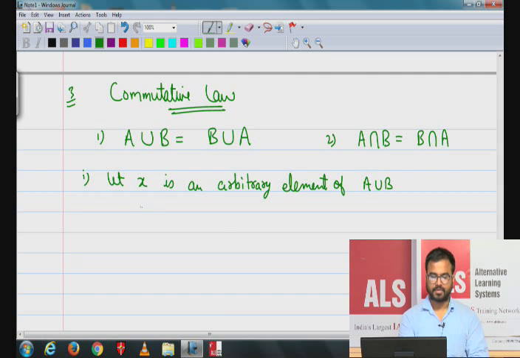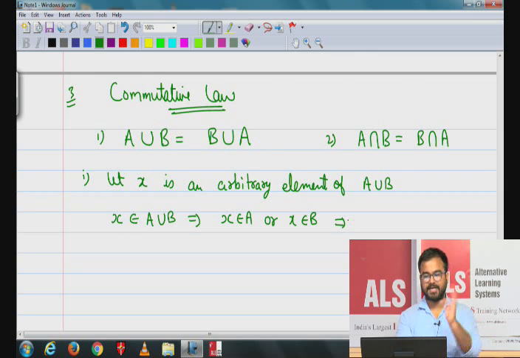A union B. So if X is an arbitrary element of A union B, we can say X belongs to A union B. If X belongs to A union B, it implies that X belongs to A or X belongs to B. It implies, we can interchange this one, X belongs to B or X belongs to A, which implies X belongs to B union A.